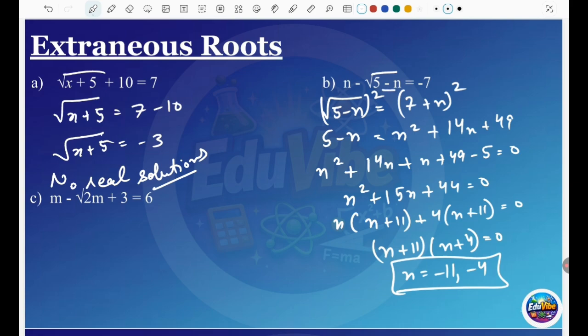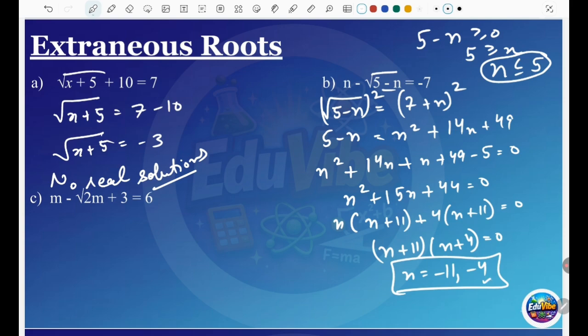You have 5 minus n, so 5 minus n is greater than or equal to 0. So 5 is greater than or equal to n. So n is less than or equal to 5. And when you put this, when x is less than or equal to 5, minus 4 and also minus 11 are both in this range.